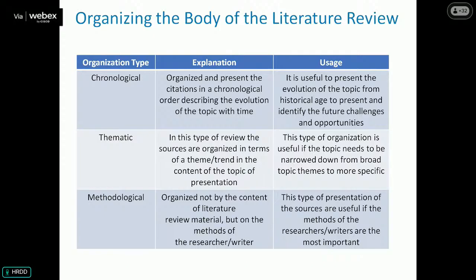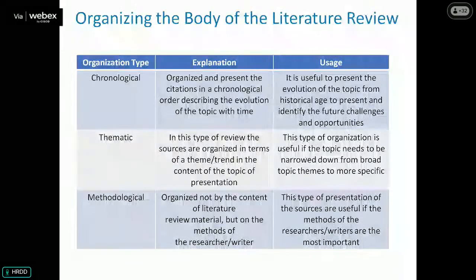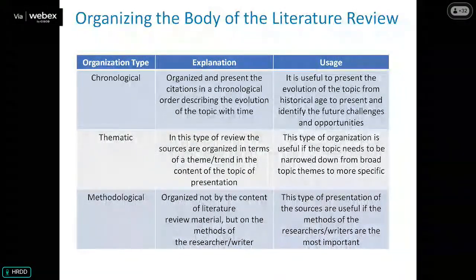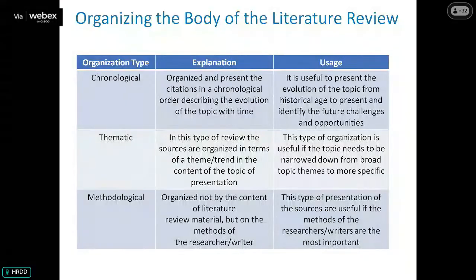How we have evolved from a very simple thing to very advanced, from very low efficiency electrolyzers to very high efficiency electrolyzers. And what are the targets? We have to go to more efficient ones. So here, chronological: organize and present citations in chronological order, describing the evolution of the topic with time. It is useful to present the evolution of the topic from the historical age to the present and identify the future challenges and opportunities.